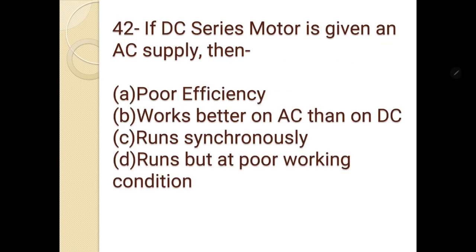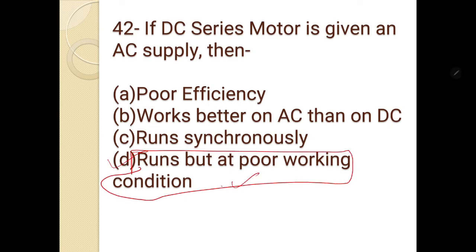Next question was, if a DC series motor is given an AC supply, then what will happen? Option A, poor efficiency. Option B, works better on AC than on DC. Option C, runs synchronously, or option D, runs but at poor working condition. So the correct option will be that it runs, but at a poor working condition. Option D is the correct option.